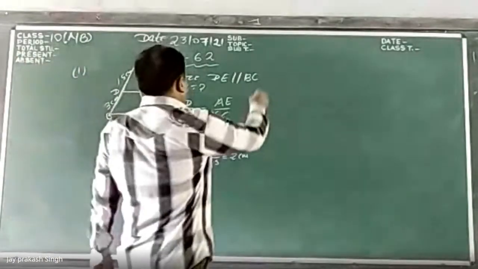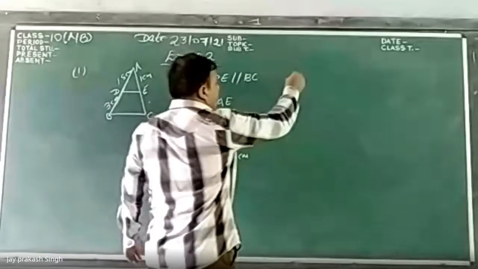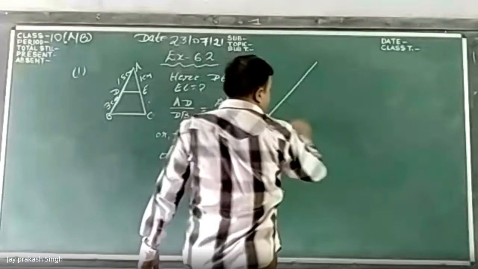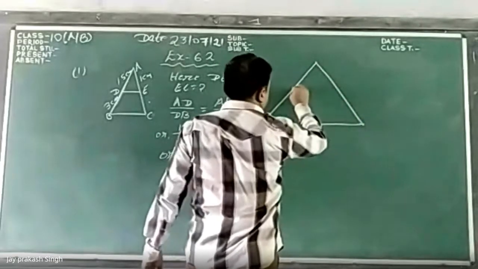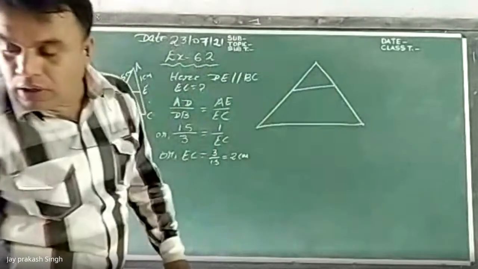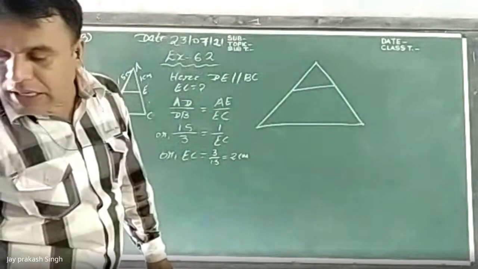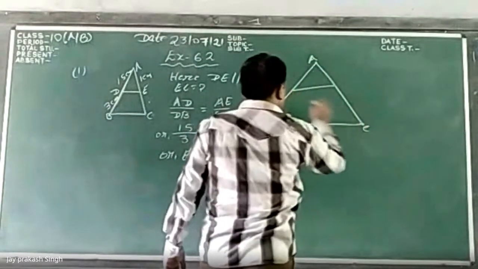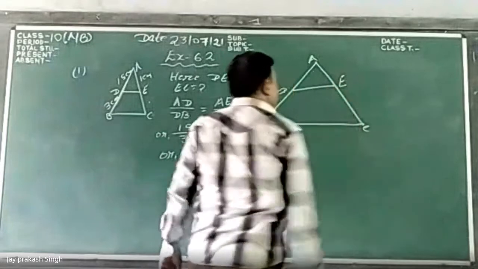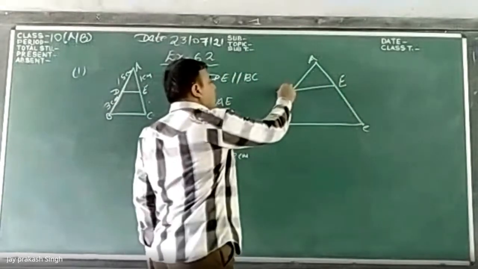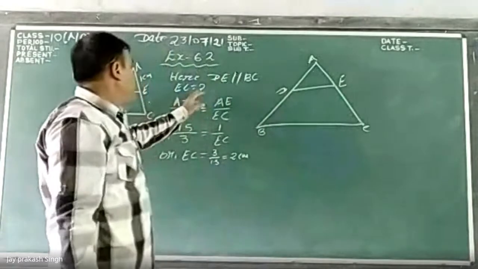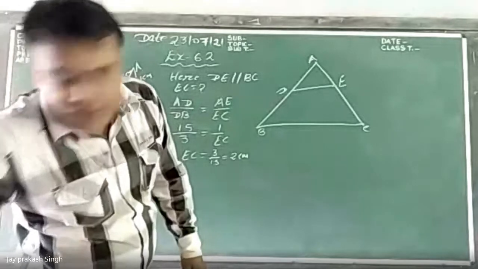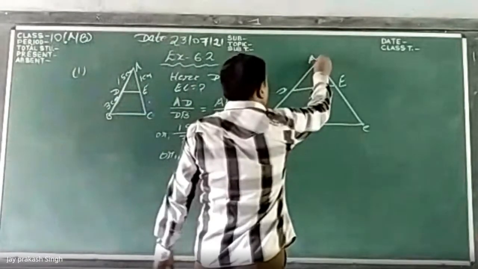Now again, in the next triangle, another triangle is given, with A, D, B and A, E, C. As DE is parallel to BC here, the same formula is applied, and we have to find AD.